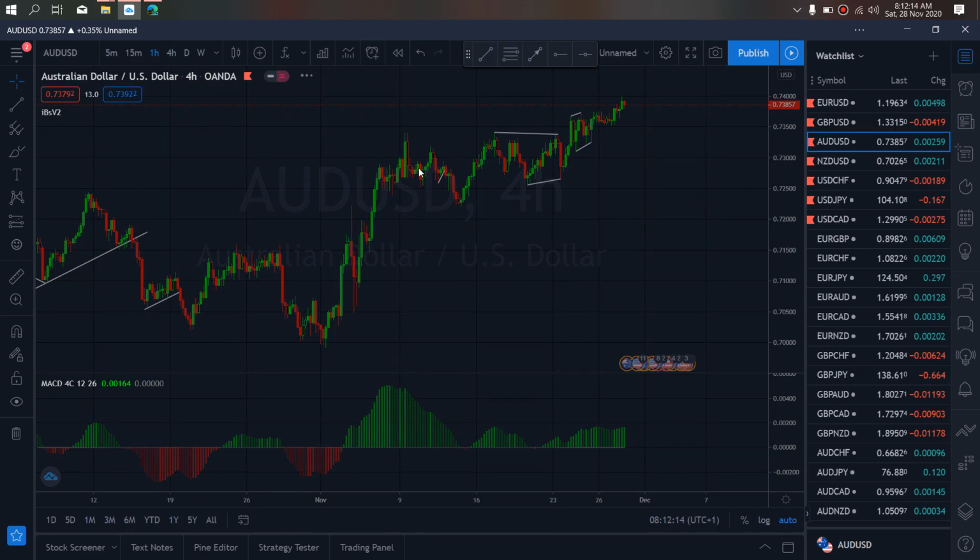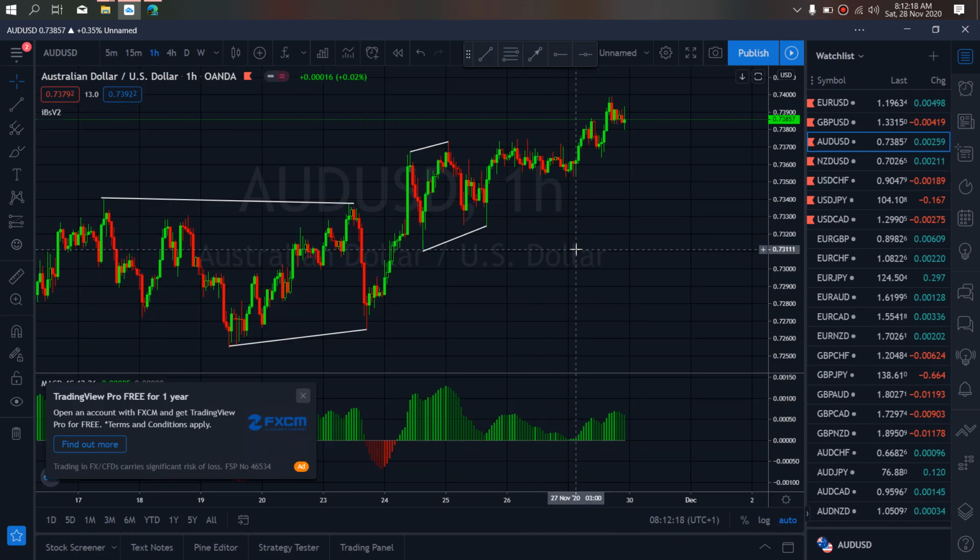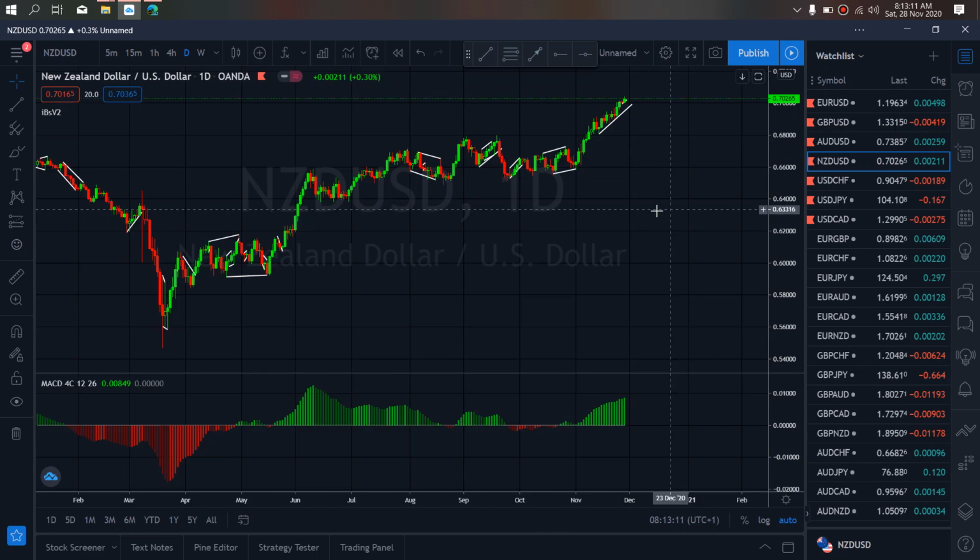We zoom to 1-hour time frame. On the 1-hour time frame, we also watch out for a spike up, reversal, and drop downside on Aussie dollar for this week. That's what we want.